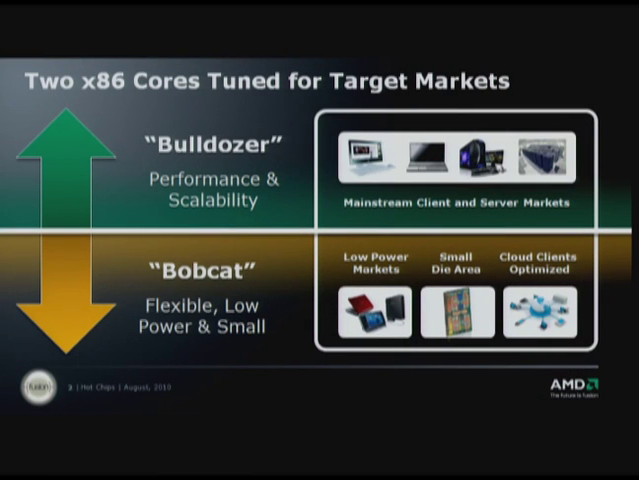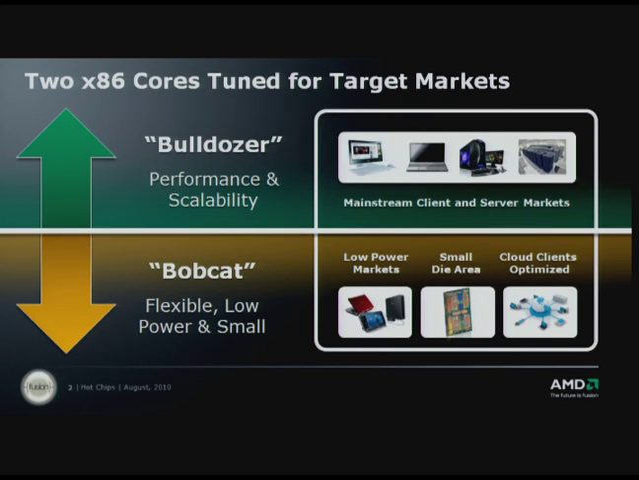AMD is actually announcing two different cores today and disclosing the details of both cores. Together, these cores address the full range of the target markets. At the high end is the Bulldozer core, the high performance, high scalability core. It's a from-scratch core that was designed to target the full range of mainstream client and server markets. So everything from laptops, desktops, the entire server range up to and including HPC markets.